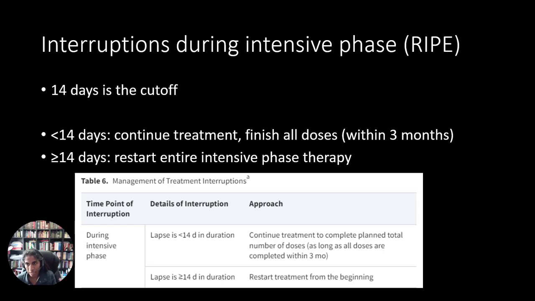So basically, if someone has lapsed for under 14 days, we still recommend continuing the treatment and finishing all doses as long as it has occurred within the first 3 months. If someone has lapsed at least 14 days, either greater than or equal to 14 days, unfortunately, they need to restart the entire intensive phase therapy from the very beginning.